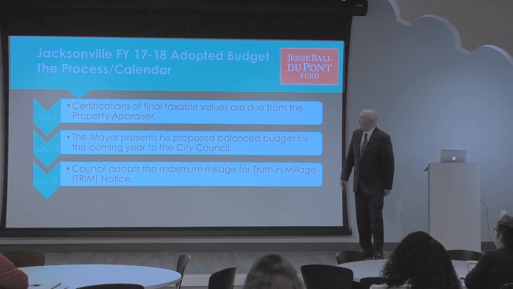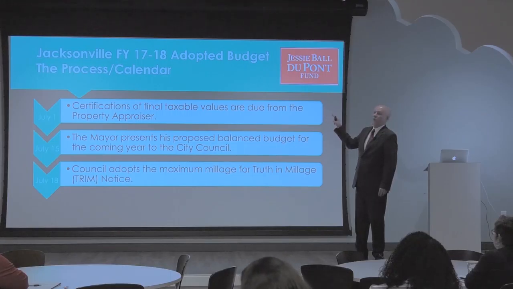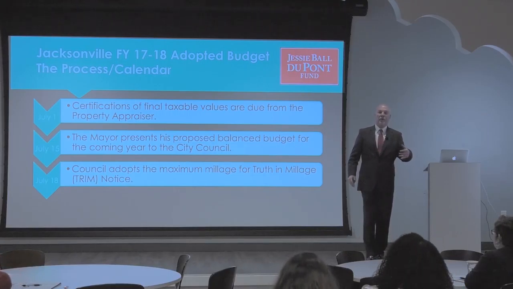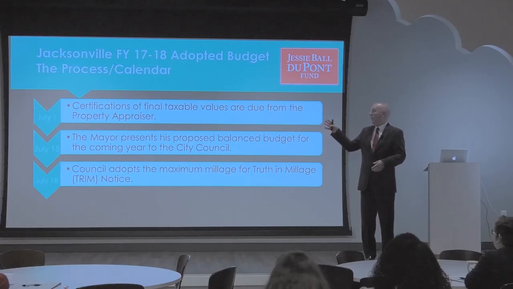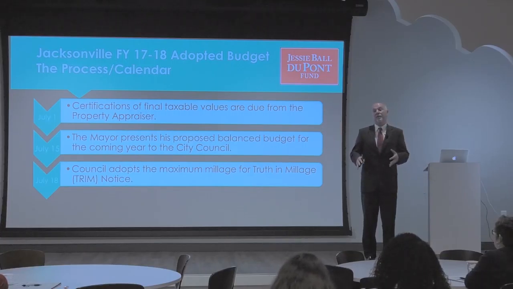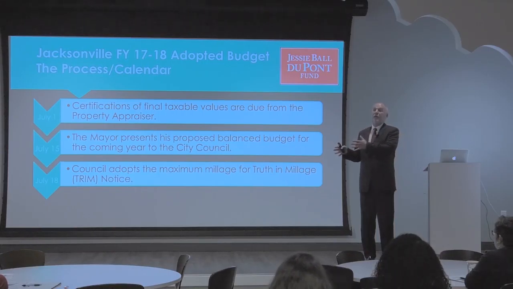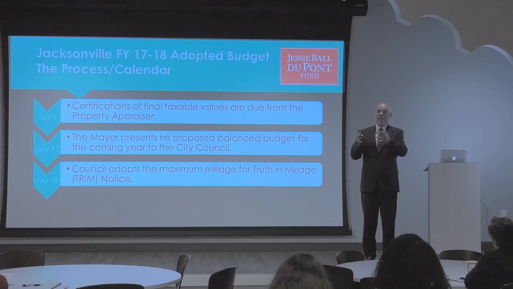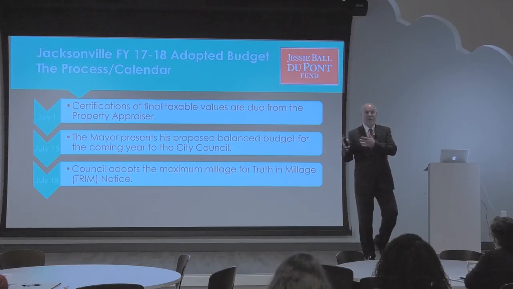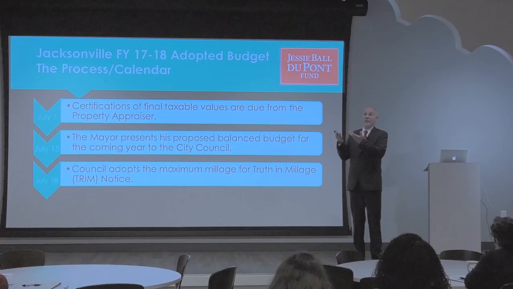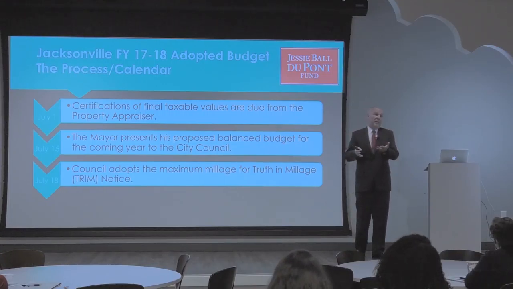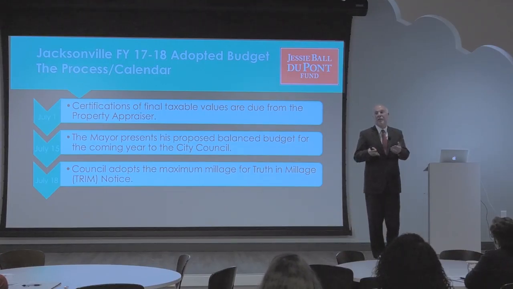Okay, let's continue on. July 1: certification of final taxable values of properties. So earlier, we had preliminary estimates. Now comes the certification of final taxable values. Now you know how much you can expect to collect from property tax. You can plug that figure in. You understand that we have to deal with the property tax rates in the proper fashion, the ability to perhaps lower them, and you can lower proposals in the council.